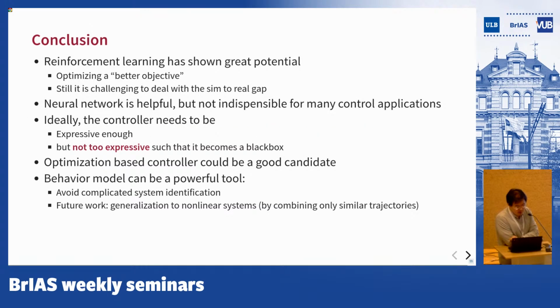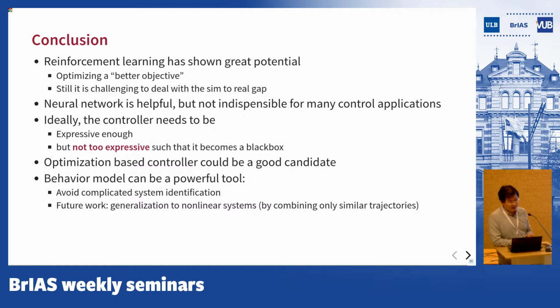Okay. So to conclude, we talked about a few things. One thing is that reinforcement learning has huge potential for both control and robotic applications, and the main reason is that it tries to optimize a better objective. For example, in reinforcement learning, you can optimize something that has a huge look-ahead distance. That's one thing that's not there for MPC. Another thing is you can add a lot of uncertainty and randomness into your simulation to learn a robust controller. That's also very difficult to do in MPC.